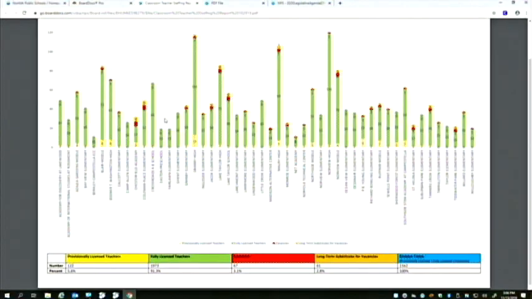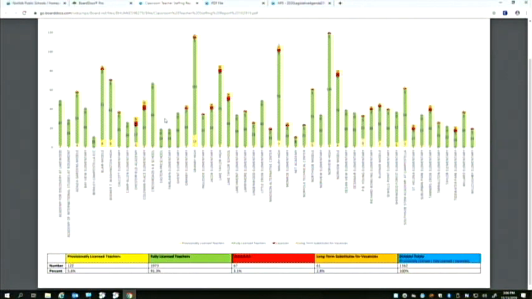For reporting purposes, you will see that there's a red bar that represents vacancies and then a gold bar that represents long-term substitutes for the vacancies. These are not duplicative in that the vacancies show what the true vacancy is. It then tells you if there's a long-term substitute in for that particular vacancy.